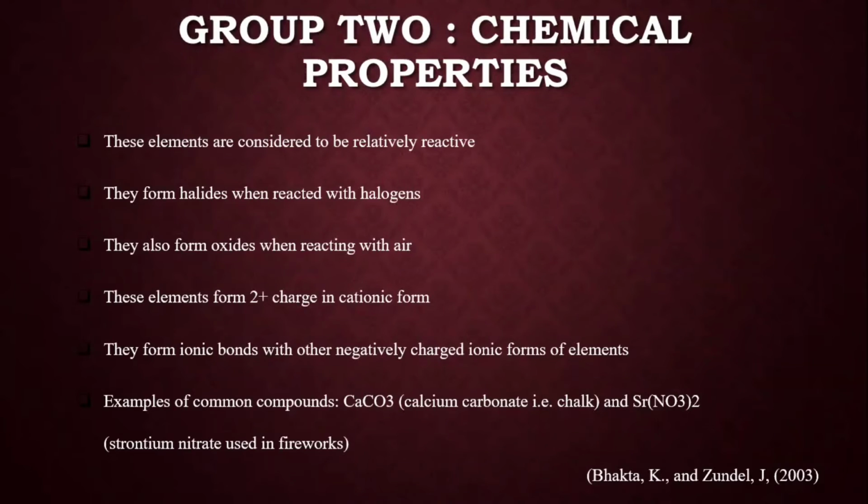On the next slide, we will look at the chemical properties of group 2 elements, and these include that they are relatively reactive. They form halides when reacting with halogens. They also form oxides when reacting with air, leading to a dull appearance in their pure form. These metals form a 2+ charge in cationic form. They also have anionic bonds with other negatively charged anionic forms of elements. Examples of common compounds are calcium carbonate and dysprosium nitrate.